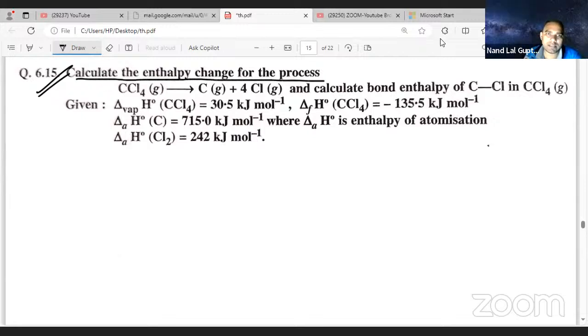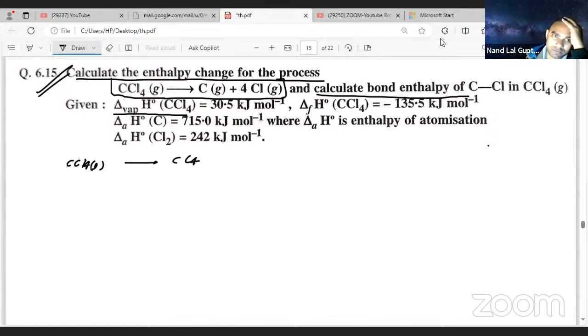Calculate the enthalpy change for the following process. CCl4 is giving carbon gas plus 4Cl, and calculate the bond dissociation enthalpy. All the terms are given. What is the vaporization they have given? Vaporization means CCl4 liquid is converting into CCl4 gas. How much is there? 30.5. This is vaporization, the first equation.